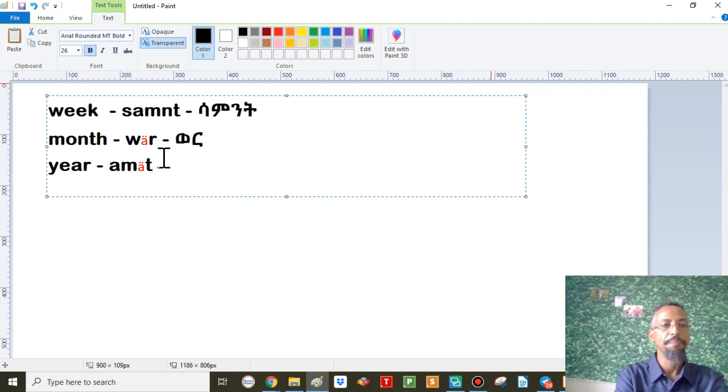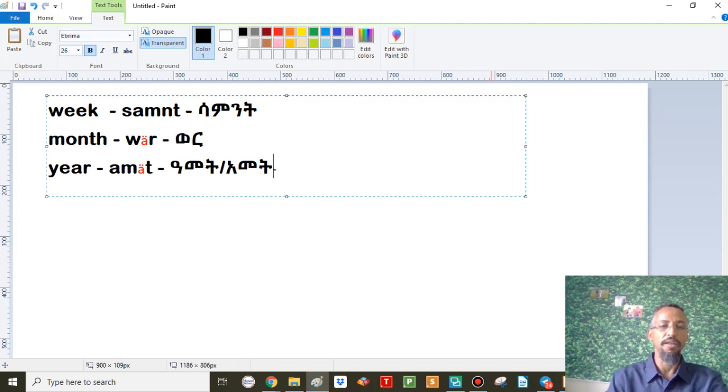Amet, which means year in Amharic, this is how you write it. It is also correct if you write like this, but that's another issue again. We will discuss that later because we have two letters with the same sound.